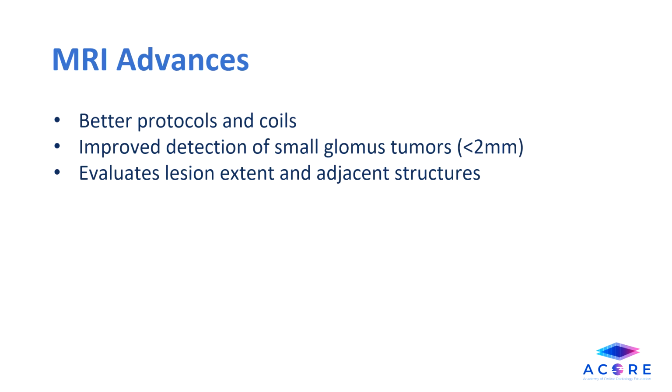Earlier studies suggested a reduced sensitivity of MRI for very small glomus tumors, so tumors less than 3 millimeters. However, advancements in imaging protocols, including the use of surface coils, as mentioned in the last slide, have significantly improved detection, allowing for reliable identification of glomus tumors smaller than 2 millimeters. So you can see that there have been improvements from being unable to find tumors less than 3 millimeters to reliable identification of tumors less than 2 millimeters. MRI also plays a critical role in evaluating subungual melanoma by defining the lesion's extent and involvement of adjacent structures.